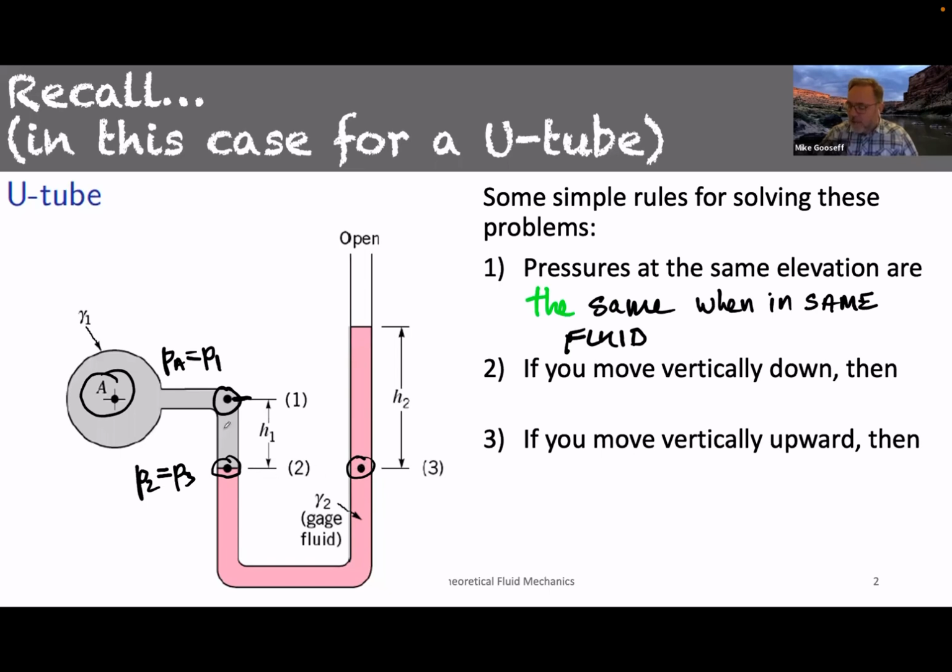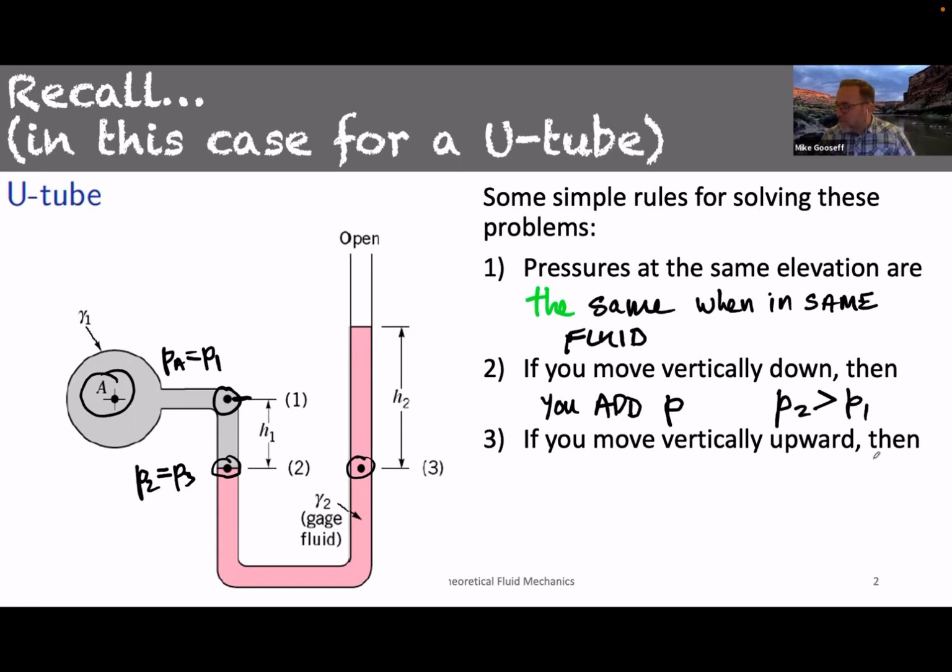We couldn't do that right in here necessarily, or we could, but the problem is that we have this differential value here. So we're just going to go from 2 to 3 because we're in the same continuous fluid. So if you move vertically downward, then remember you add pressure, so in other words, from this rule, P2 will be greater than P1 and also PA if we wanted to go that far.